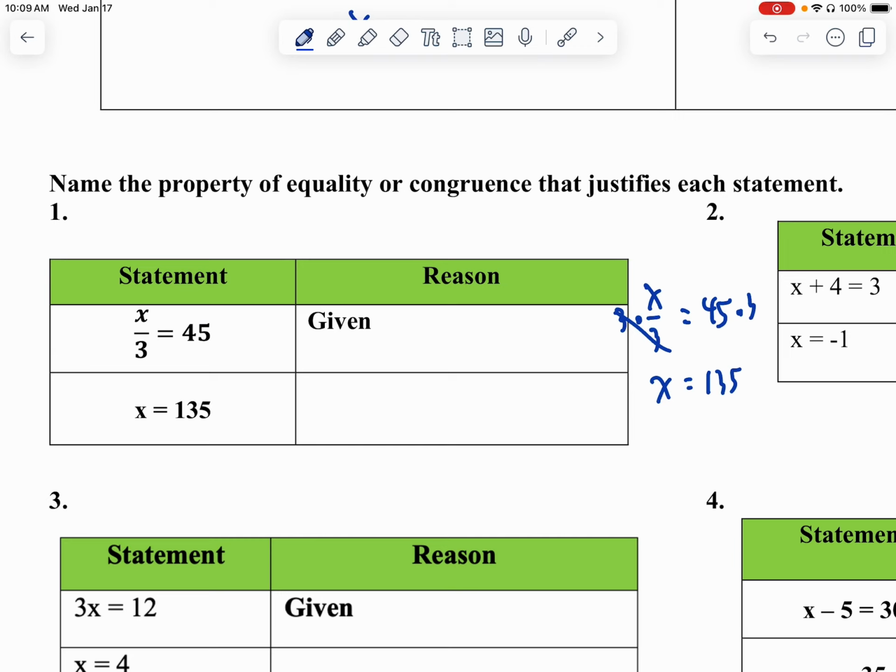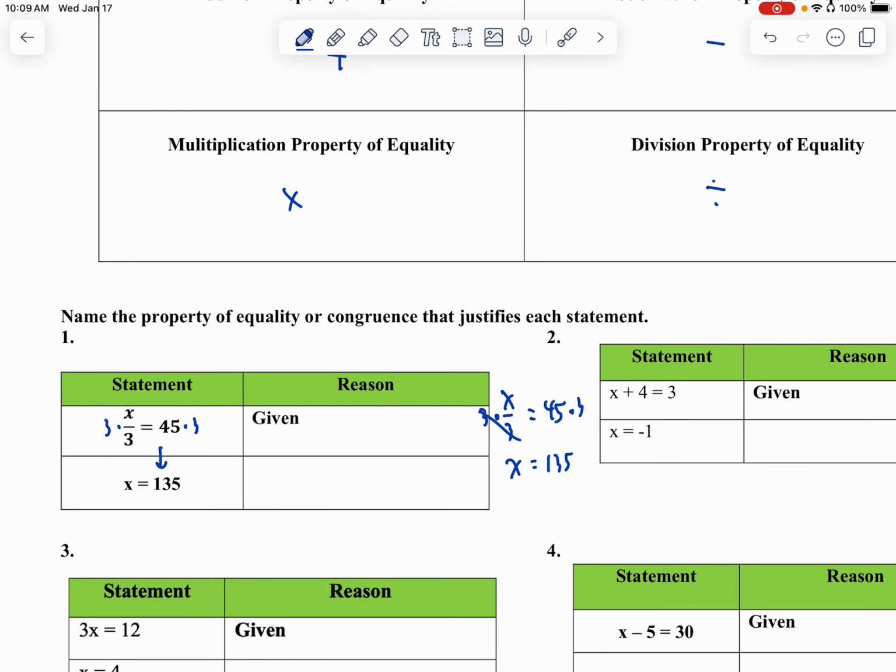So starting off with x divided by 3 equals 45, like I said, we multiplied both sides by 3 here, and that's how we got down to 135. So in our reason box, we're going to write down what we did. And instead of saying multiply both sides by 3, we're going to use this vocab. And because we multiplied, we'll say we use the multiplication property of equality.